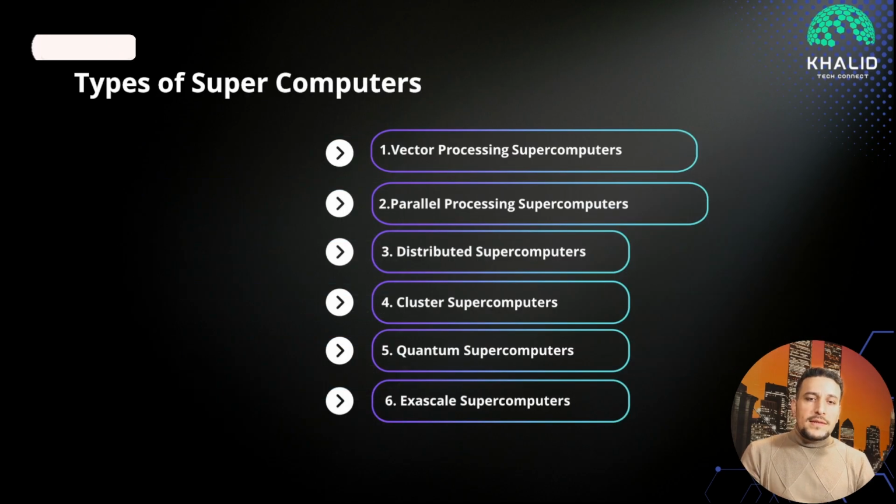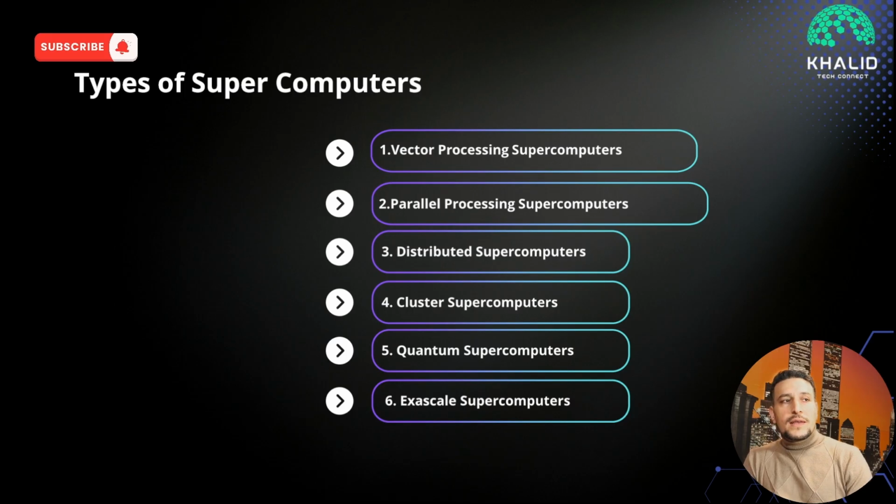And then the next slide is about some types of the supercomputers that we have today. The types of supercomputer we use nowadays are the vector processing supercomputers, parallel supercomputers, distributed supercomputers, cluster supercomputers, quantum supercomputers, and exascale supercomputers. So these are some types of supercomputers that we use in different areas, in different domains. Yeah, so this is the supercomputer.